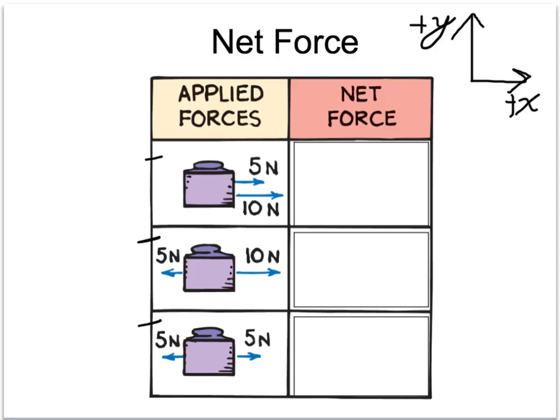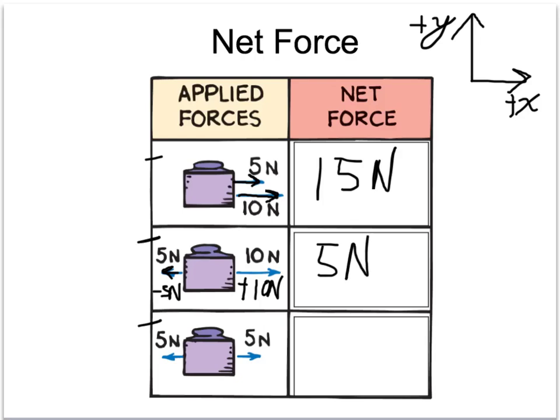First here we have what looks like a box or an inkwell, and it has 5 newtons to the right and 10 newtons to the right. So that would be 5 newtons in positive x and 10 newtons in positive x, which gives me a positive 15 newtons. Here, on the second example, we have 5 newtons to the left, so that would be negative 5 newtons in x, and 10 newtons to the right, positive 10 newtons. Therefore, our net force is 5 newtons.